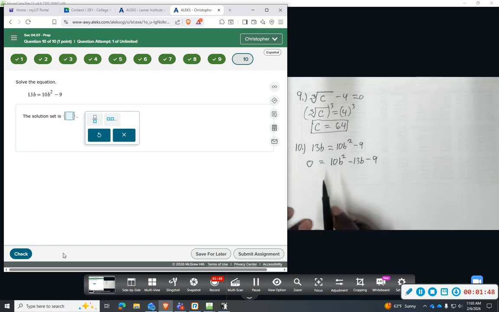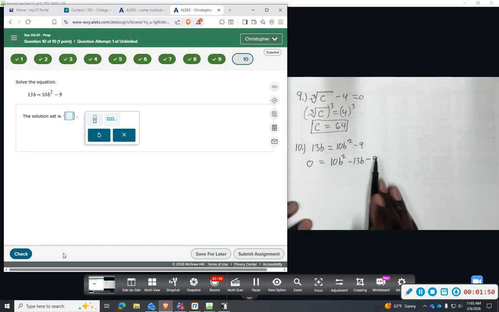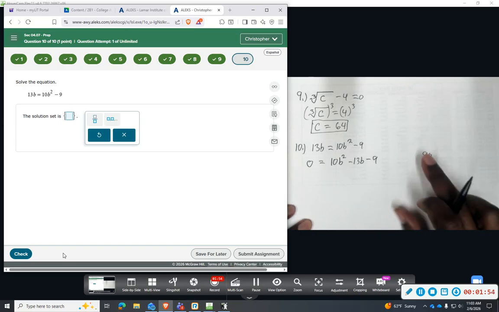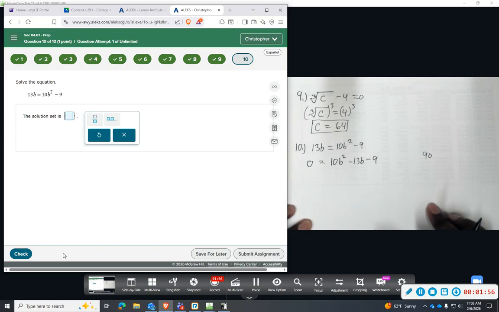I'm going to see if this factors. 10 times 9 is 90. Now, when you have a bigger number, you can still divide it by hand, but I'll show you a method to use with a graphing calculator. We're basically going to just find all of the factors of 90.